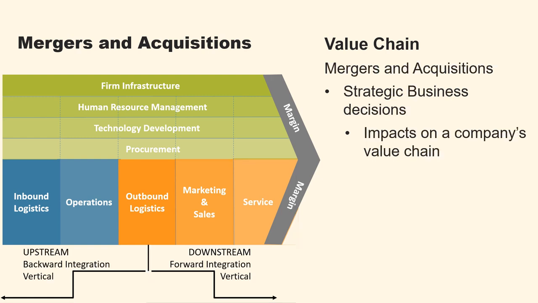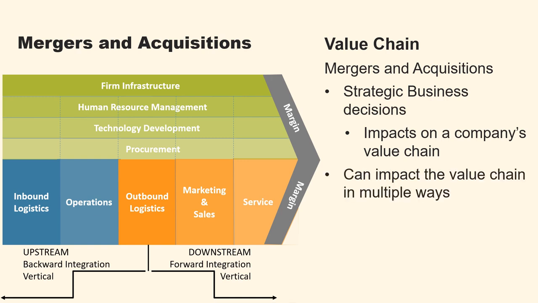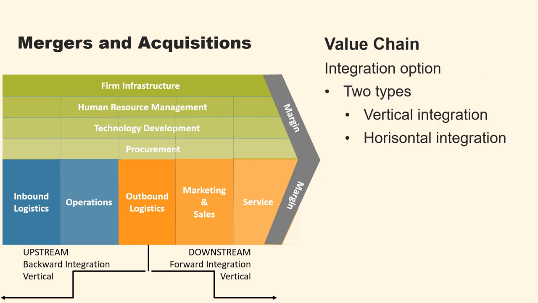Mergers and acquisitions are strategic business decisions that significantly impact a company's value chain. When a company finalizes an acquisition or merger, it can impact the value chain in multiple ways. There are two primary types of integration: vertical integration and horizontal integration.